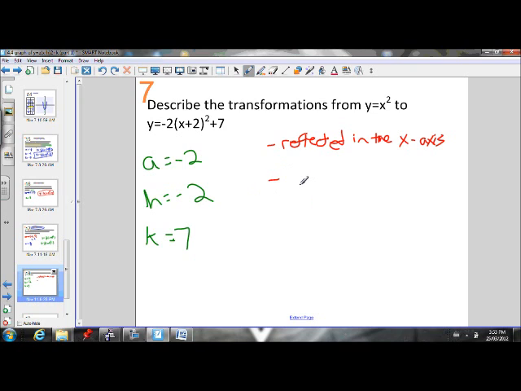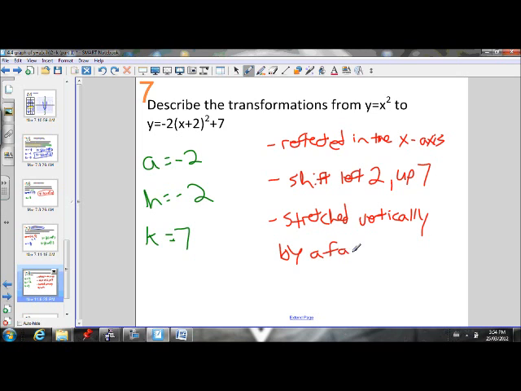Our h value is negative, so we know that it moves to the left, and h is -2, so it moves to the left 2, so shift left 2. And our k value is +7, so it goes up 7. And I also forgot to write the fact that because our a value is less than -1, so it's -2, that also means that our parabola is going to be stretched vertically by a factor of 2. Good. So that's all for this lesson.